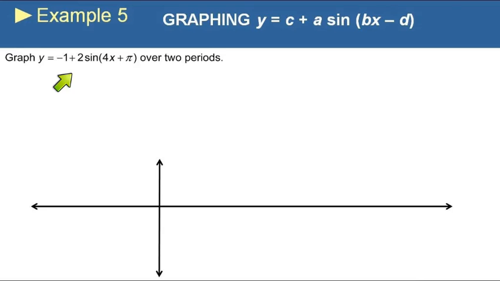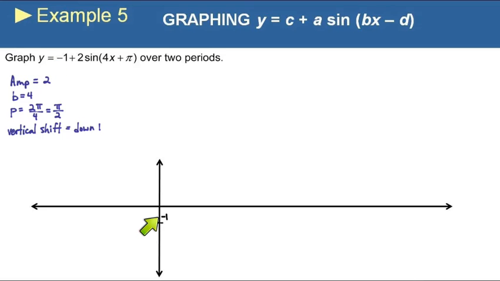Alright, let's take a look at negative 1 plus 2 sine of 4x plus pi over 2 periods. So I see that amplitude is 2, and there's no vertical flip in this case. B is 4, so it's not factored out, so I'll have to calculate the phase shift in just a minute. But let's go ahead and get period, which is 2 pi over 4, which will reduce to pi over 2. So period is pi over 2. And then our vertical shift is down 1.